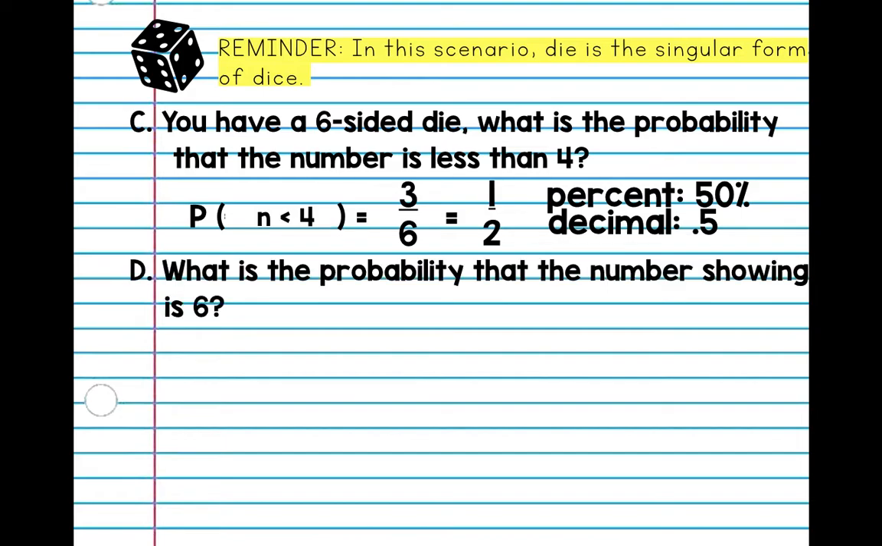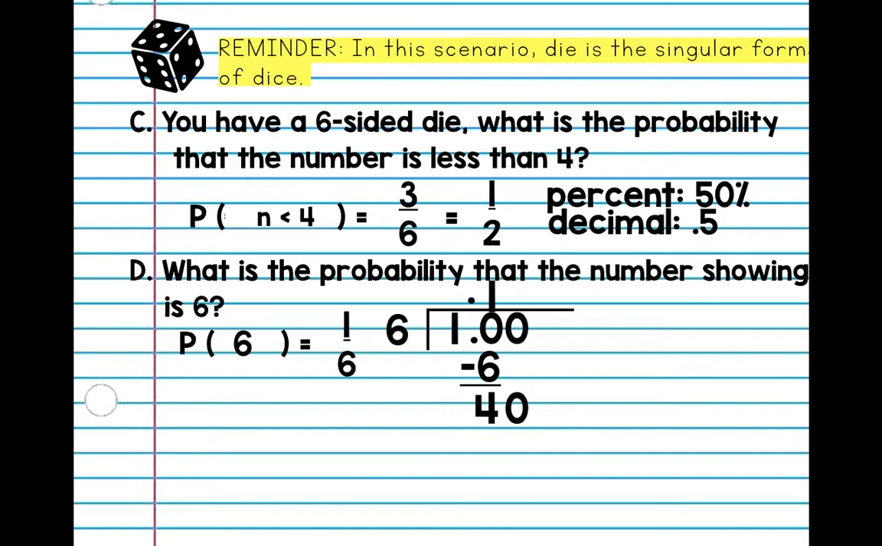Okay, let's do one more. What is the probability that the number is showing 6? Obviously there's only one number that's 6, so it's 1/6. Now let's go back to what we just did on the last slide. We're going to divide 1 by 6. We know that we have to put 0.0 there. 6 can go into 10 one time, so bring down the 0. So 6 can go into 40 6 times, which is 36.